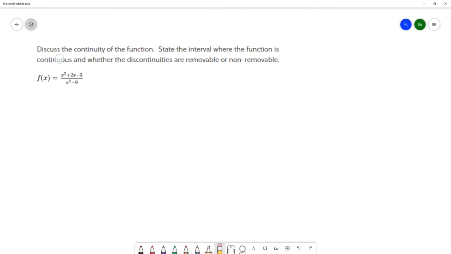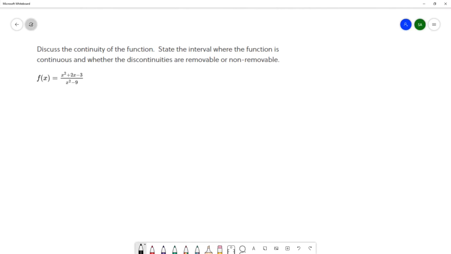On this question, we want to discuss the continuity of the function, state the interval where the function is continuous, and whether the discontinuities are removable or non-removable. Our function is f of x equals x squared plus 2x minus 3 over x squared minus 9.